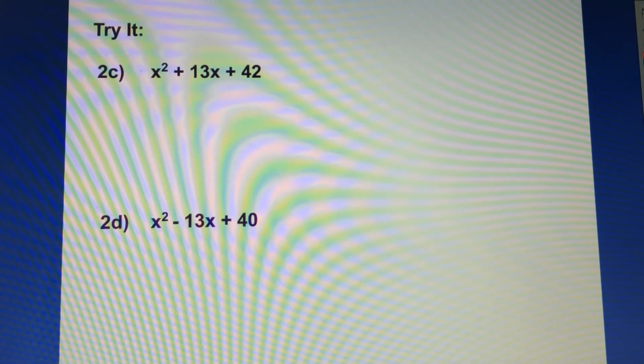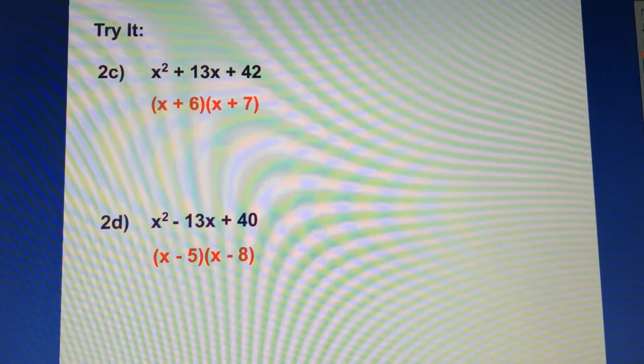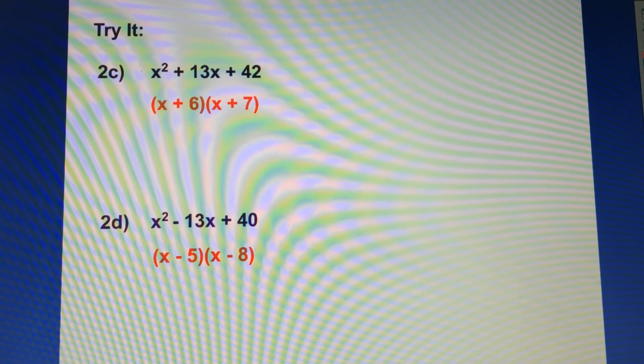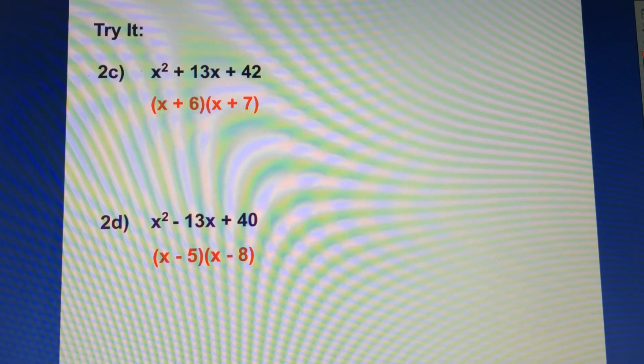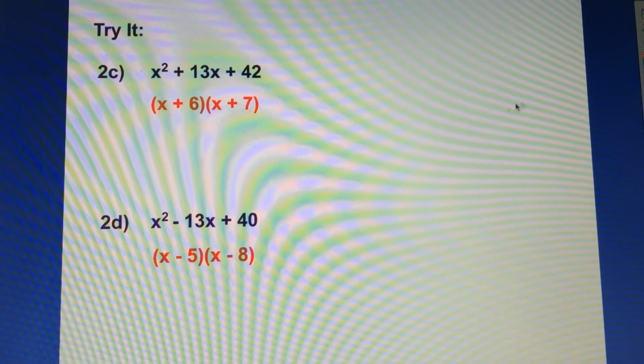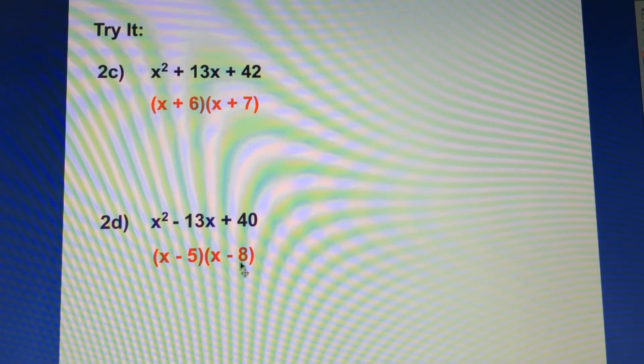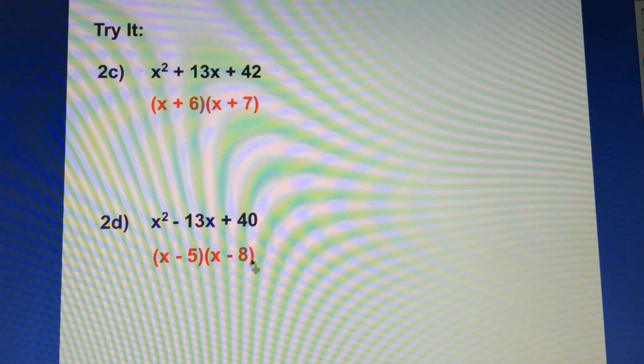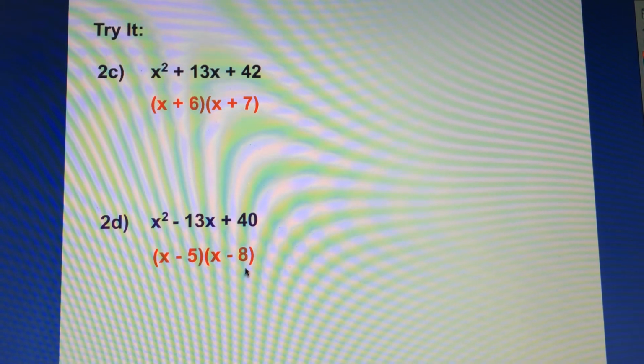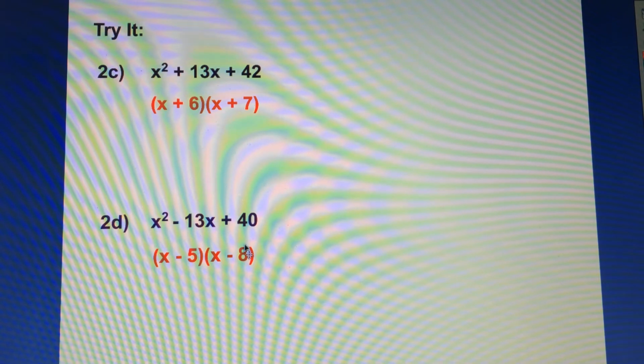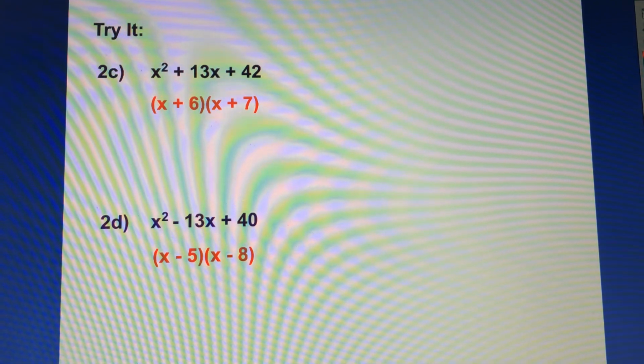Okay, let's look at the answer. In 2C, x plus 6, x plus 7. 6 times 7 is 42, and 6 plus 7 is 13. Negative 5 times negative 8 equals positive 40, remember the sign goes with the term. Negative 5 plus negative 8 is negative 13. Good job.